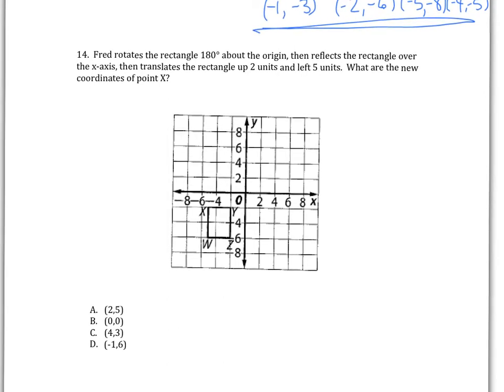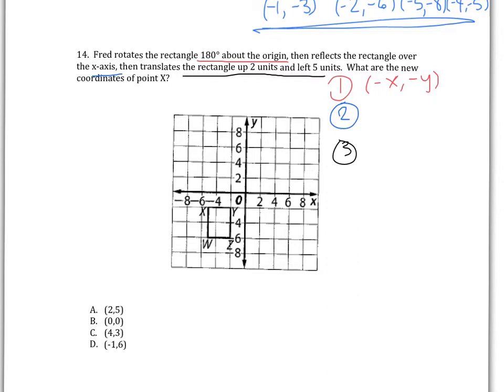So the first thing we do is rotate 180 degrees. Then reflects the triangle over the x-axis. And then translates the rectangle up 2 units and left 5 units. So let's talk about our rules. If we go 180 degrees, the first thing we're going to do is our rule is negative x, negative y.